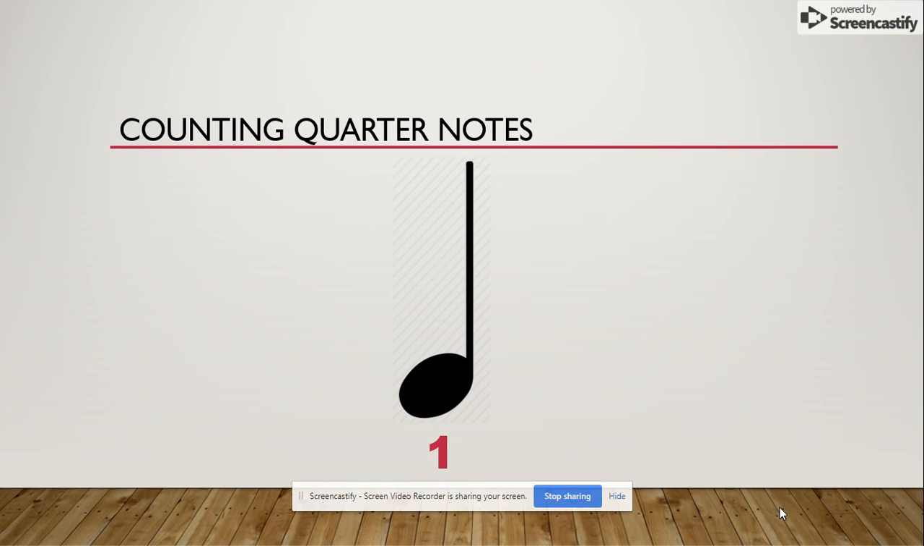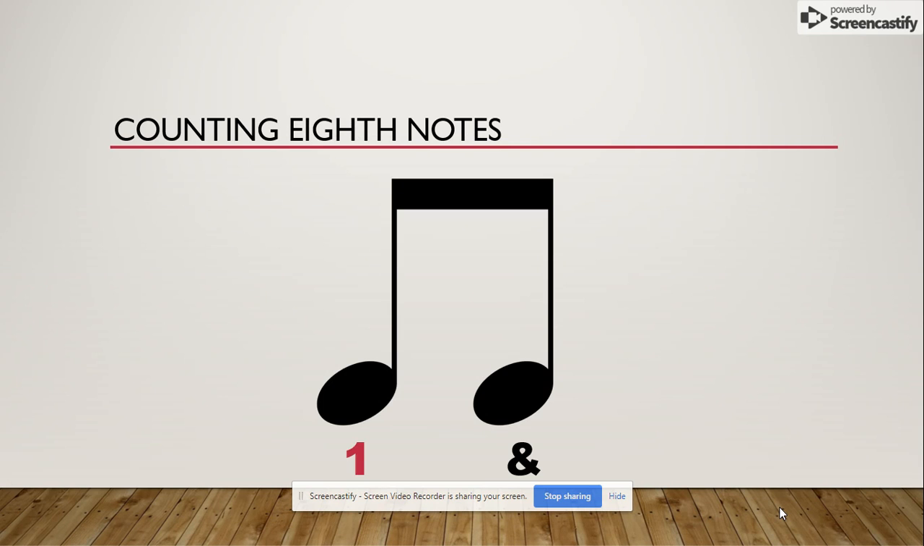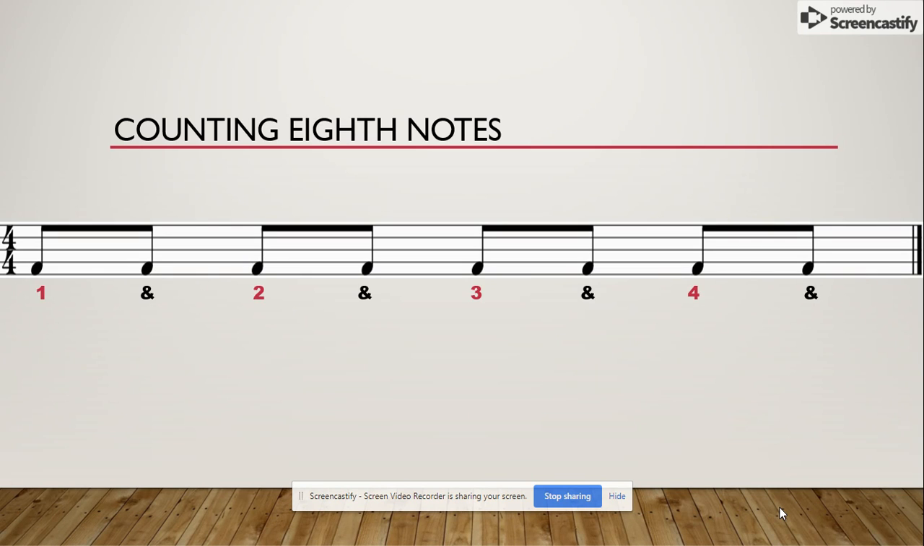Let's begin with the quarter note. When we are counting quarter notes, we say 1. So in a measure of 4-4, it would sound like 1, 2, 3, 4. 1, 2, 3, 4. Next is eighth notes. When we're counting eighth notes, we say 1 and. So in a measure of 4-4, this would sound like 1 and 2 and 3 and 4 and.